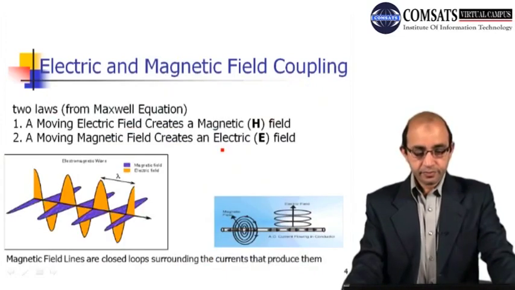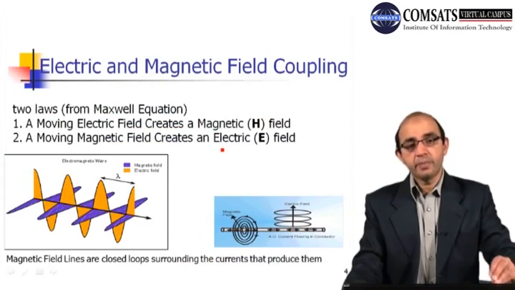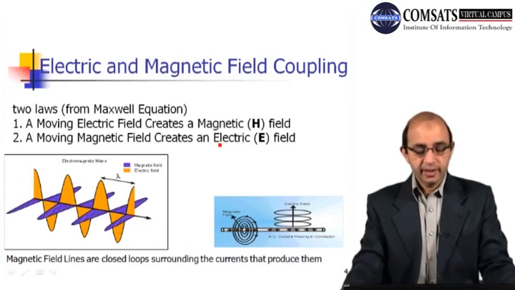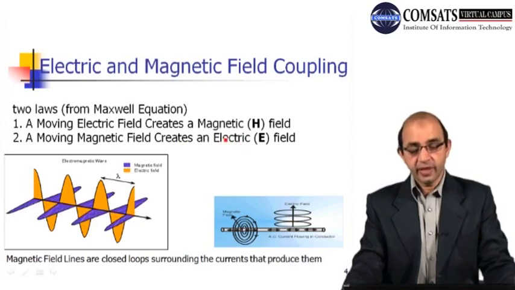So those couplings, or the relationship of the electric and magnetic field, can be explained by using the Maxwell equations, right? So as mentioned, a moving electric field creates a magnetic field, and that is denoted by capital H, and a moving magnetic field creates an electric field. So they are actually coupled.